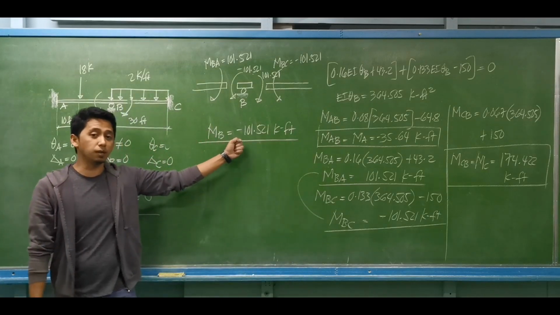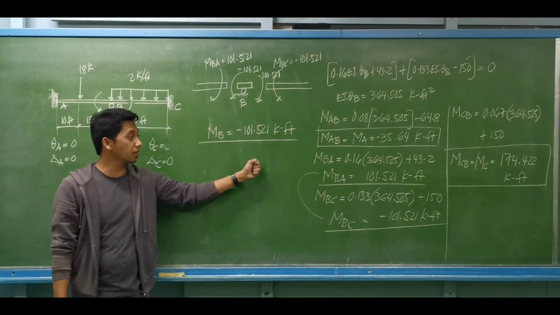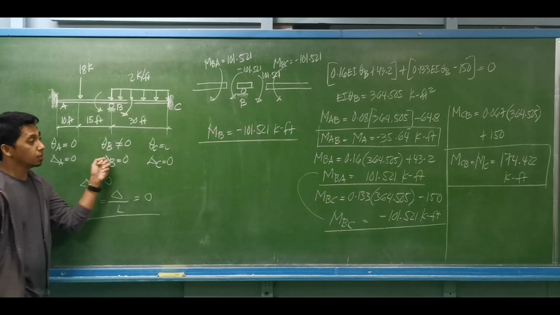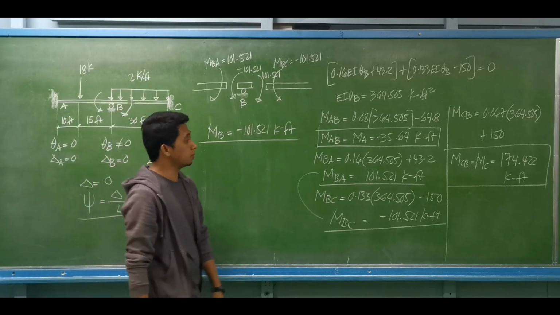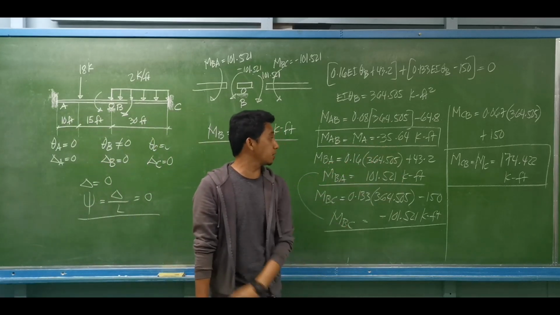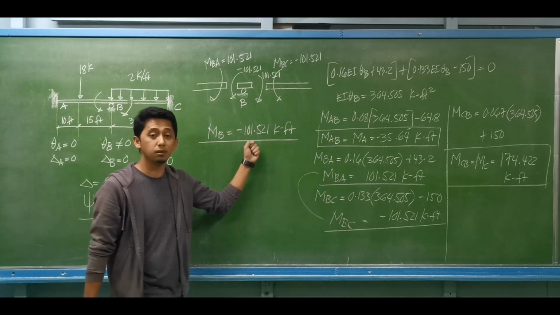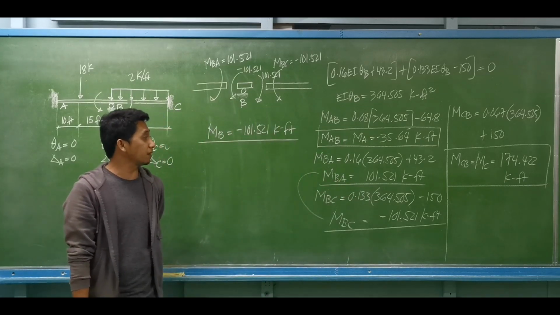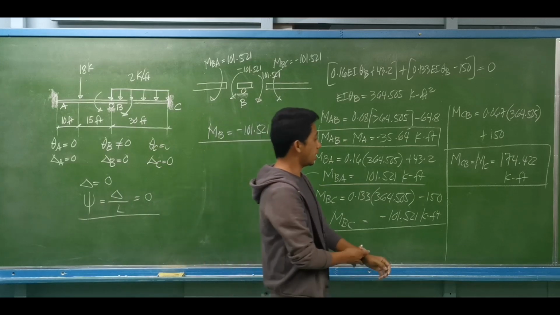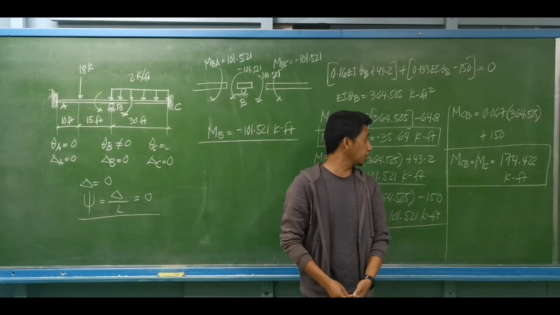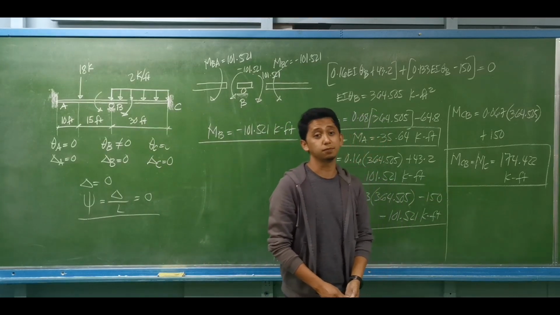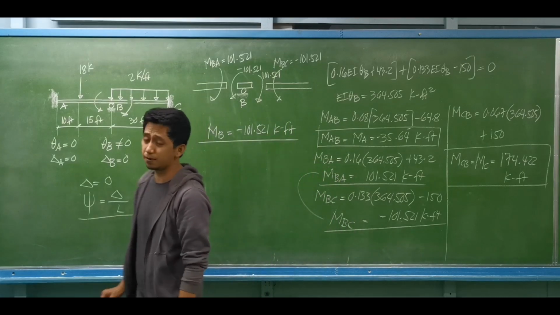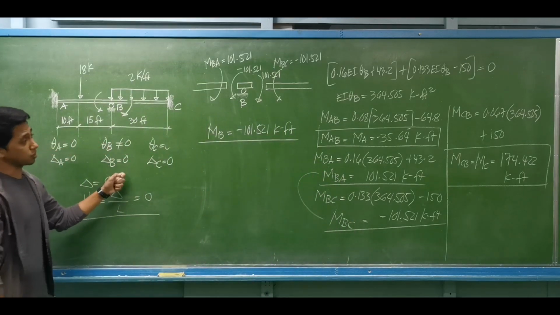You can check this if you draw the shear and moment diagram of the beam. So therefore, our answers: moment at A is negative 35.64, moment at B is negative 101.521, then moment at C is 174.422 kips foot. This is our example for the slope deflection method.